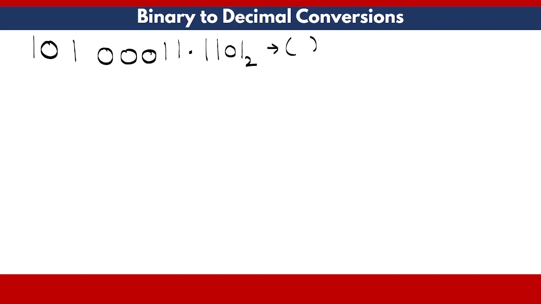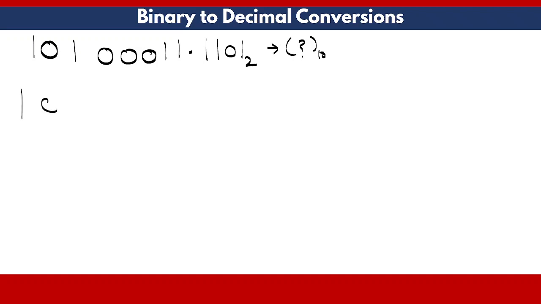Now let us consider this example. This will be 101, then 00011 dot 1101. So it's a mixed binary number. It has both the whole number part and the fractional part, and we have to find out its decimal equivalent. I will be using the sum of weight method. You can pause the video and perform your own calculations.